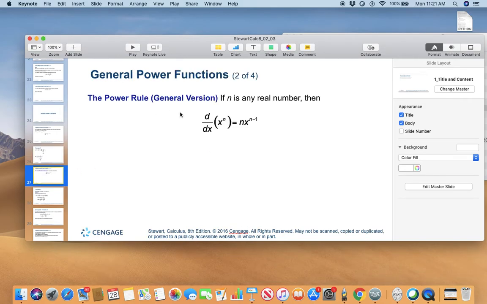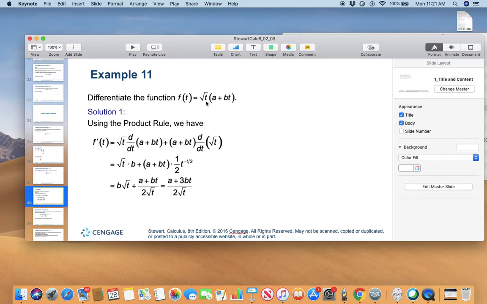In general, if n is any real number, notice n could be a fraction, n could be any real number, could be irrational, the power rule holds true. n comes down and the power reduces by 1.